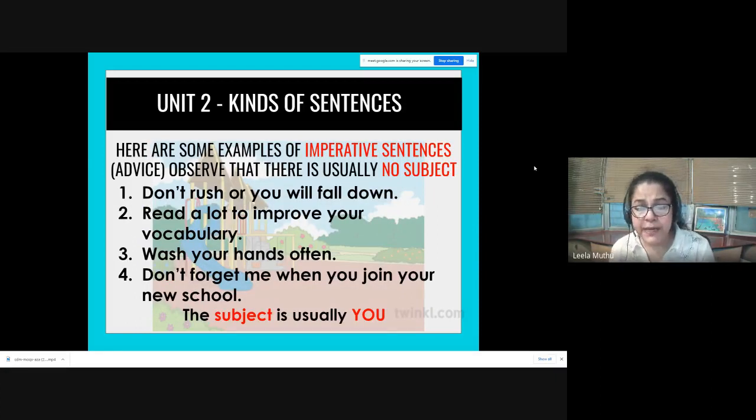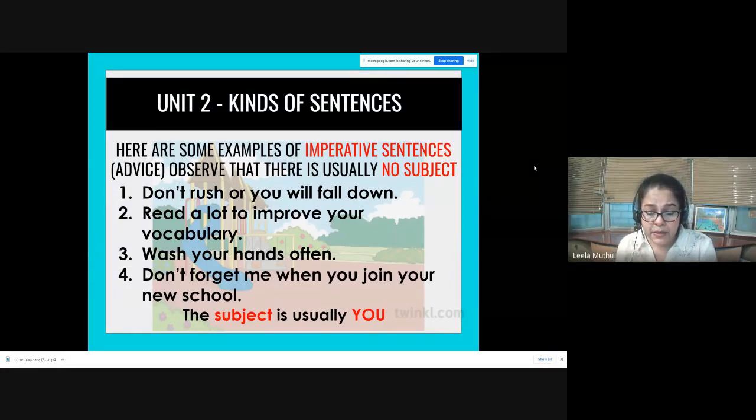So here are some examples of imperative sentences, which is basically advice and has no subject in it. They look a little sneaky, but when you see it, you'll immediately know what I mean. Don't rush or you will fall down. It's advice. It's not an order. Read a lot to improve your vocabulary. I haven't used please here. I've just told you to do something. It's advice. Wash your hands often. Otherwise, you never know, all those nasty germs on your hands will make you sick. Don't forget me when you join your new school. You're my best friend. Don't forget me.